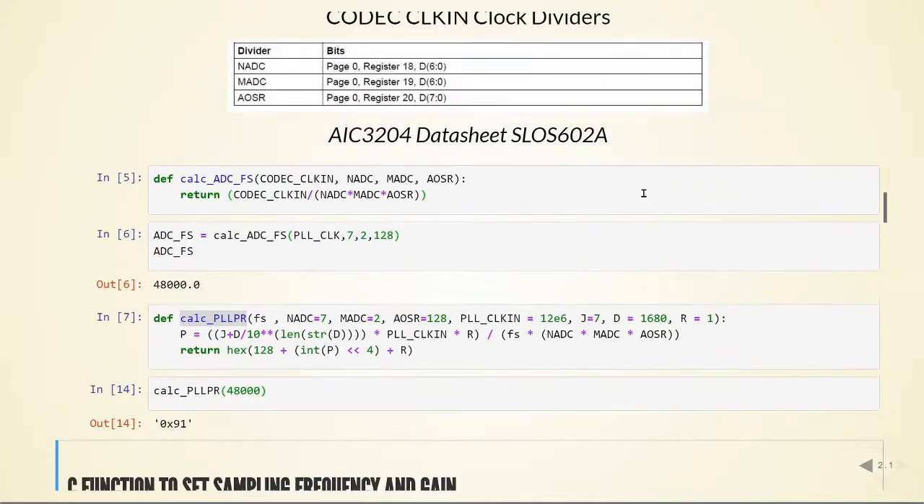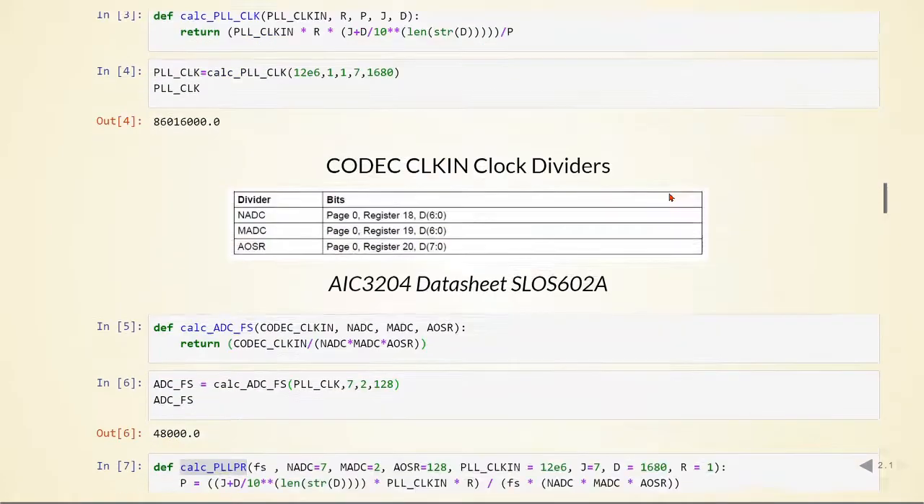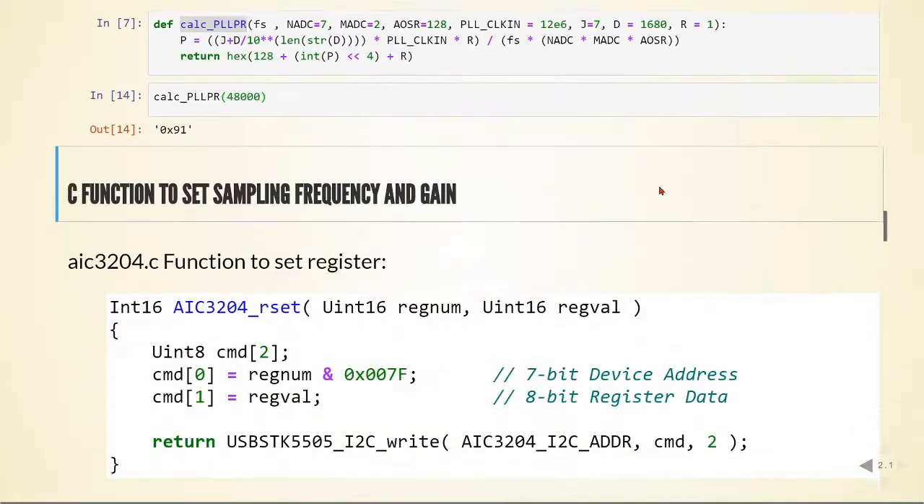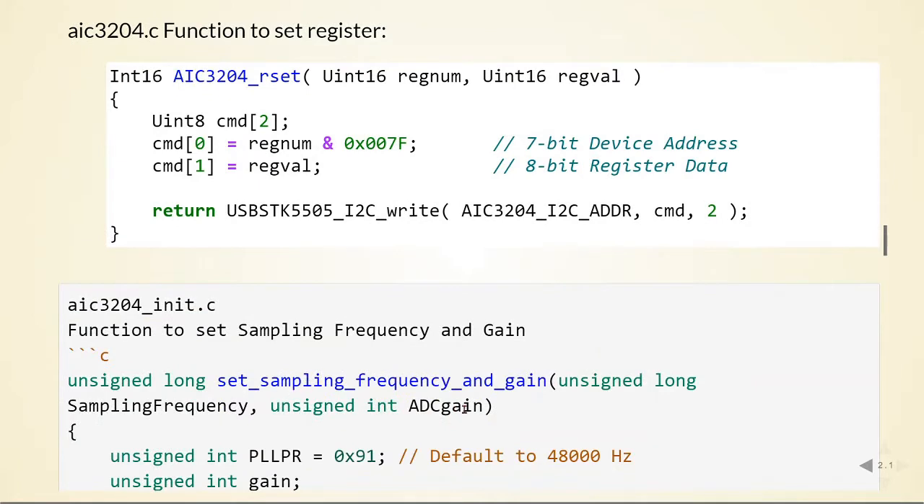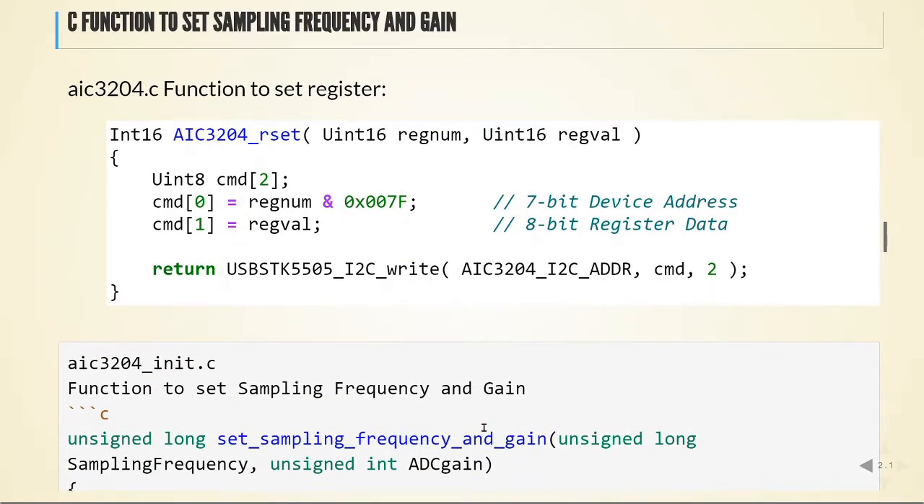So we've seen now that we can set different registers with different values to achieve different gains and different sampling frequencies, and we're going to write a function to set the sampling frequency and the gain. For that, we need to write to some registers.